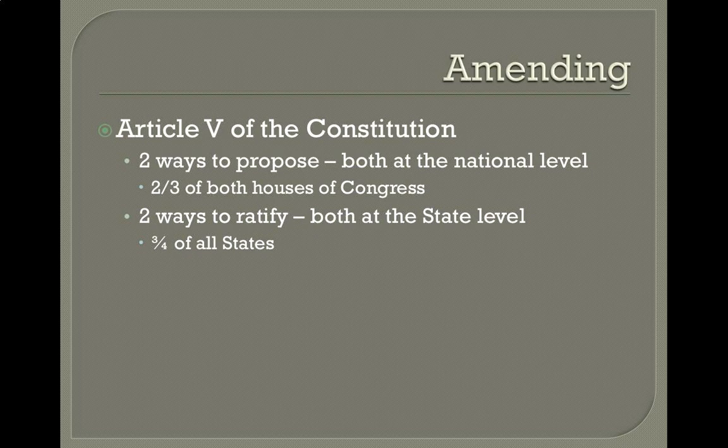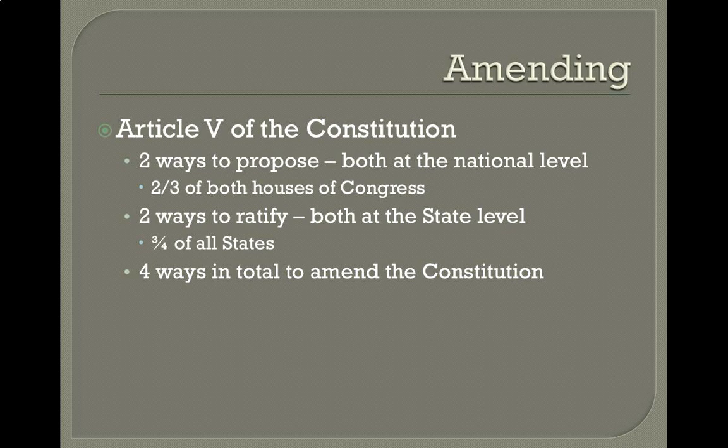Once again, just like the Declaration of Independence, just like the Constitution, everything has to be sent to the states to ratify. So there are two ways to ratify this, or to formally approve this, and it takes 3/4 of all of the states. So there are two ways to propose. Both of them take place at the national level with 2/3 votes of Congress. Then there are two ways to ratify or approve it, and both of those take place at the state level, and they both deal with 3/4 of the states wanting to do this.